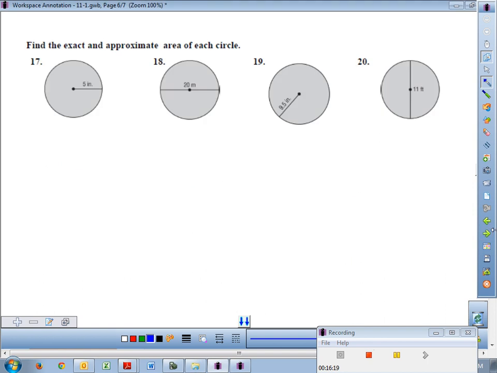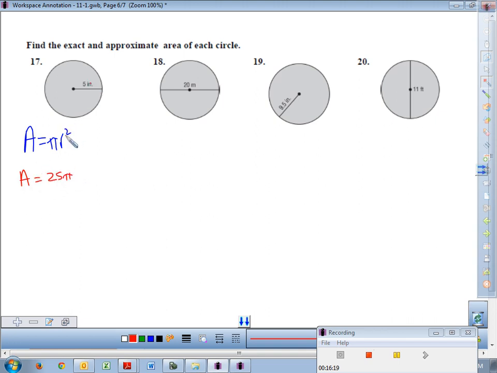Circle. Find exact and approximate. Very easy to do. All you need to know is the radius. Area equals pi r squared. Hopefully you've heard that formula before. And all you need to know is the radius. The radius right here is 5. So area equals 25 pi. I went ahead and did all that in my head.